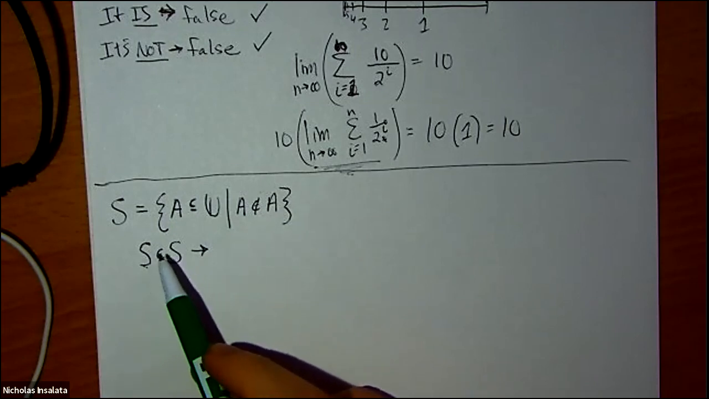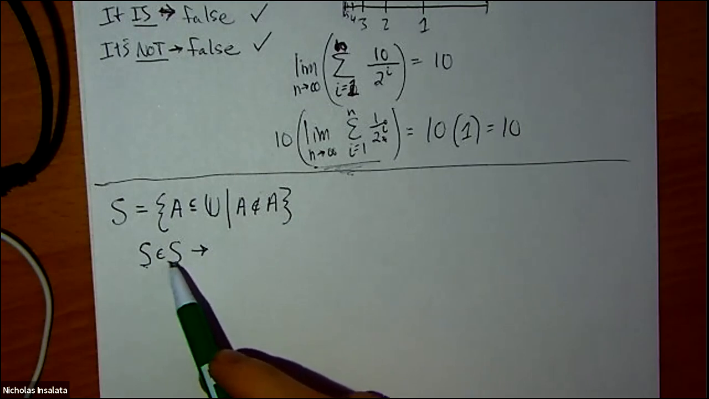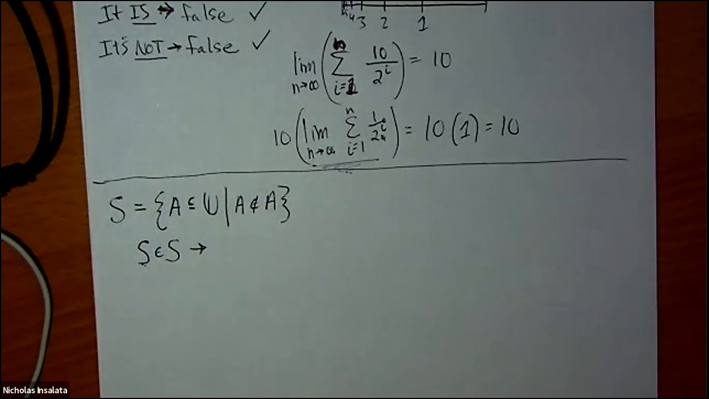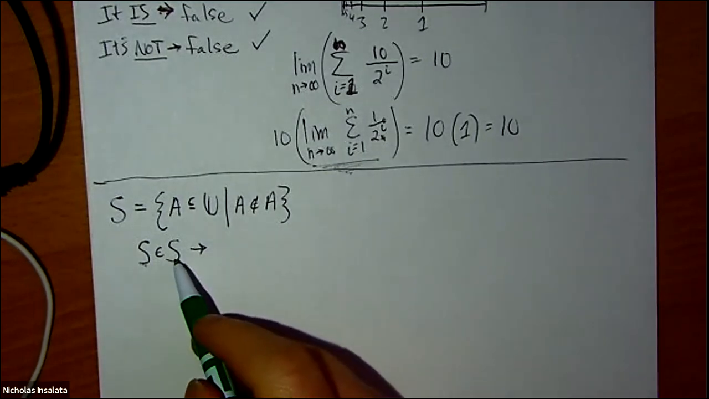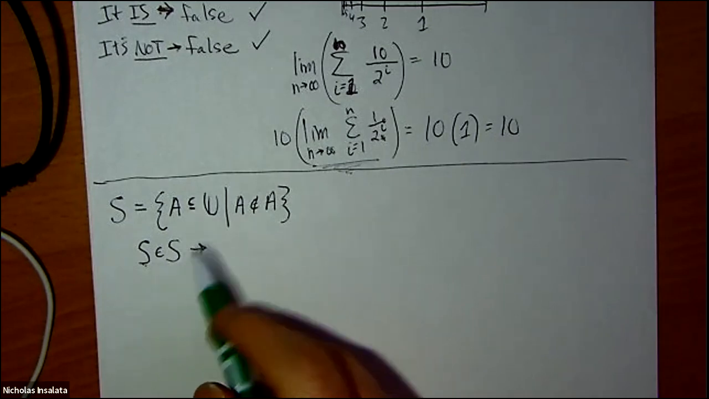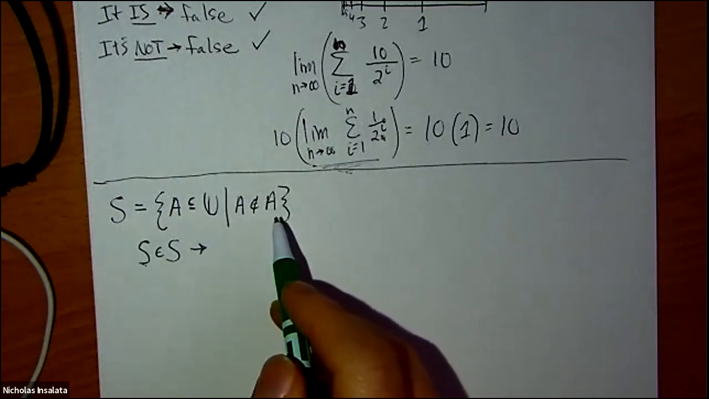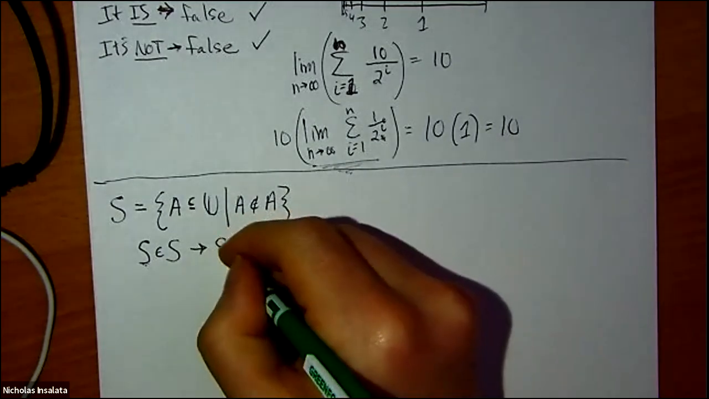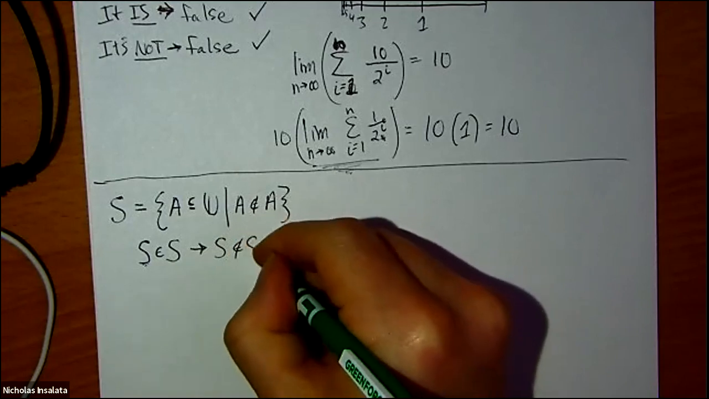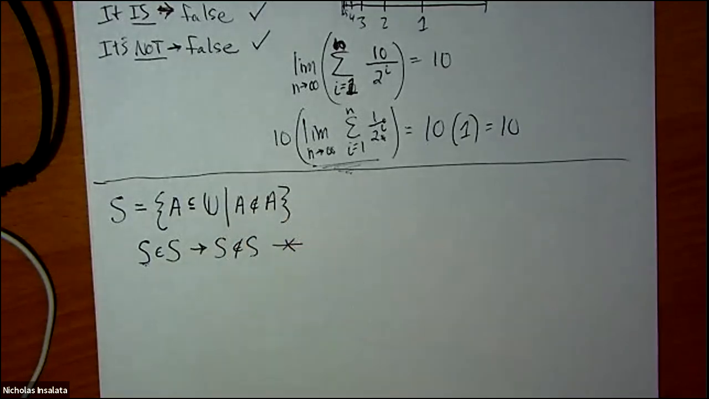So what we're saying is, okay, what it means to be an element of S is that you don't live inside yourself. So can S be an element of S? No, right? Because if S is an element of S, that means that it is inside of itself, right? But the definition here says it's not, right? So if S is an element of S, what does that mean? That means that S is not an element of S. Contradiction.